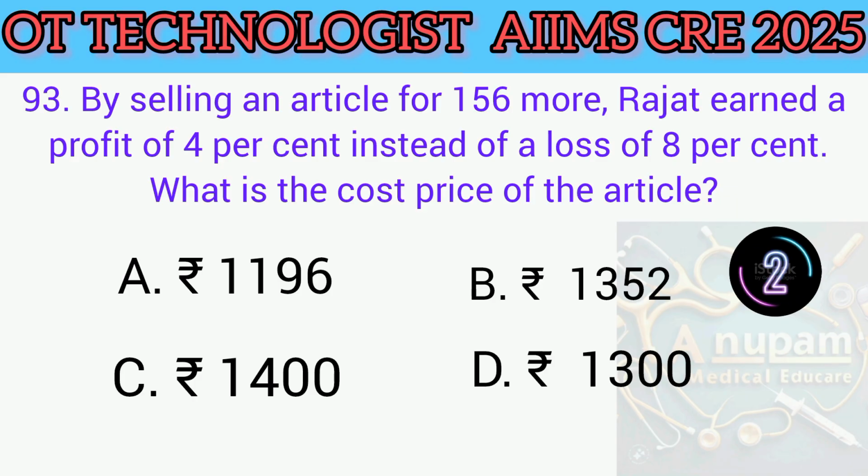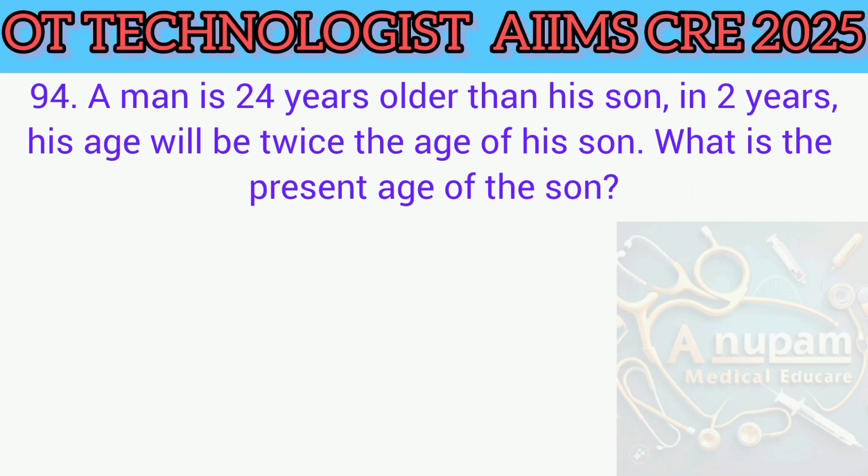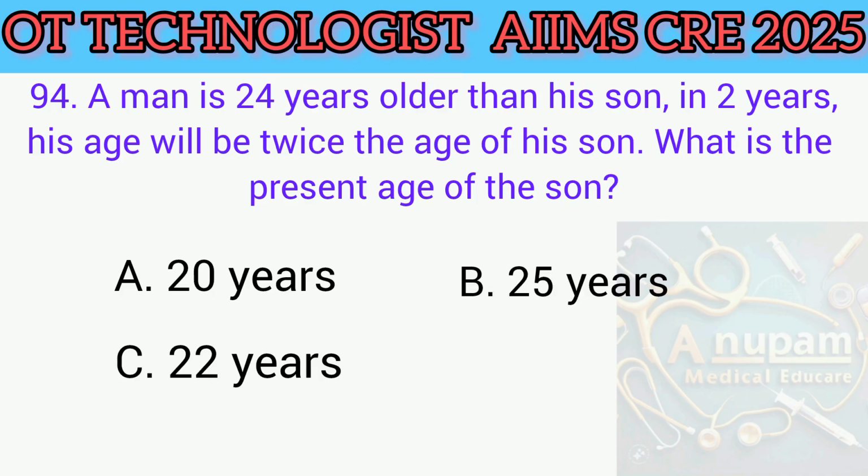Right option, D. Number 94. A man is 24 years older than his son. In 2 years, his age will be twice the age of his son. What is the present age of the son? Option A. 20 years. B. 25 years. C. 22 years. D. 24 years.